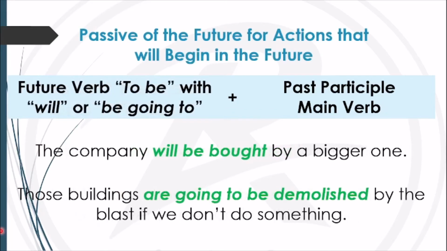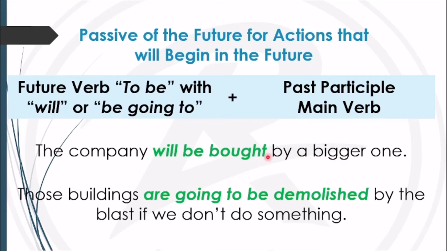And finally, we're going to see the future form of the passive. In this case, we can use either will or the expression be going to for the future, with the verb to be and the past participle of the main verb. For example, the company will be bought. The future of the verb to be plus bought, that is the past participle of the verb buy. Remember, this is an irregular verb. The company will be bought by a bigger one.